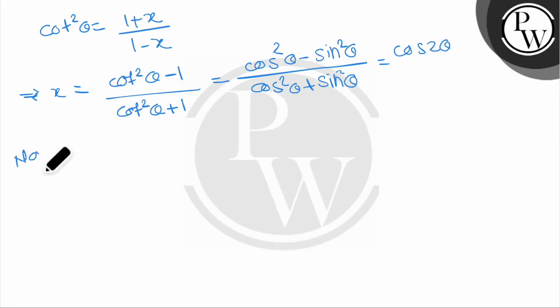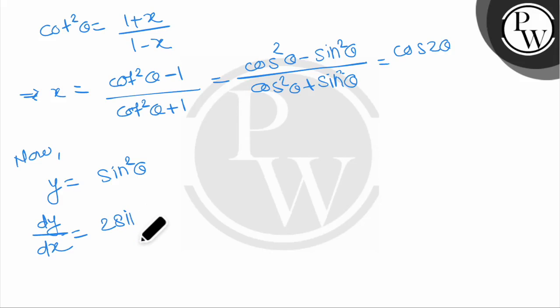So now after assuming that bracket term theta, what will be the y? y will be the sin square theta, right? So what will be the dy by dx? dy by dx will be 2 sin theta into cos theta, right? So it becomes sine of 2 theta, right? Okay, so this is the value of dy by dx.